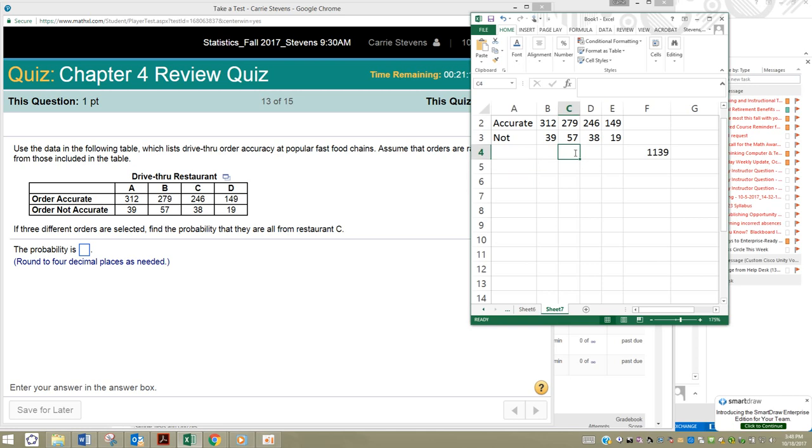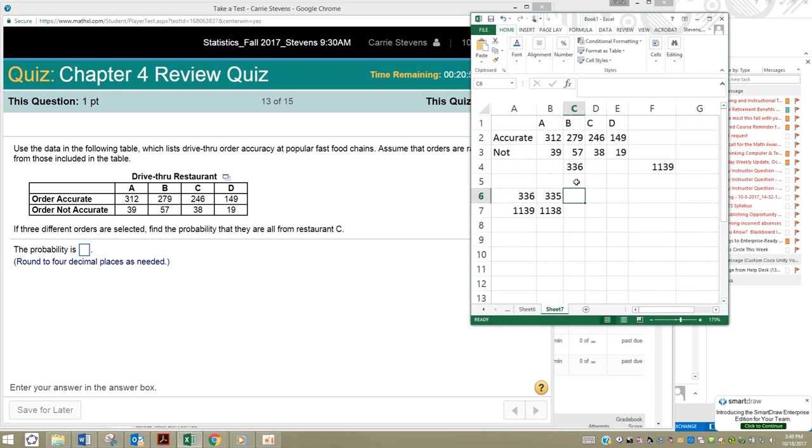What's the total number of C's? 336. So on the first try, it's 336 over 1139, right? And then it's going to be 335 because we'll assume the first one is C, 1138 orders left to choose from, and then assuming the second one was C as well, 334 over 1137, right?